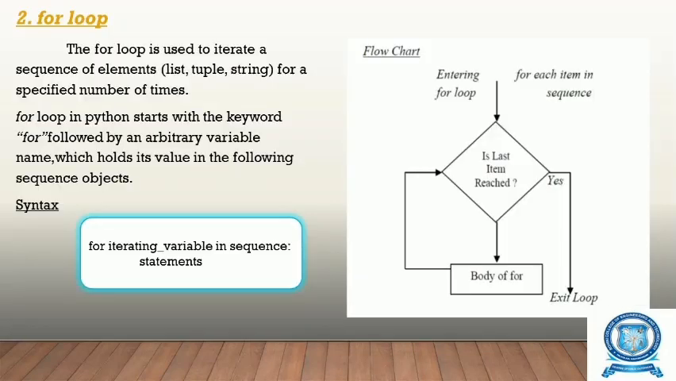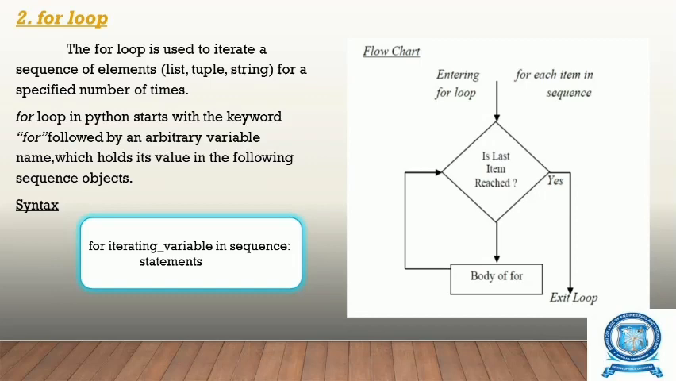Let us see about the for loop now. The for loop is used to iterate over a sequence of elements, that is, a list, a tuple, or a string, for a specified number of times. A for loop in Python starts with the keyword for, followed by an arbitrary variable name, which holds its value from the following sequence object. The syntax is: for iterating variable in sequence, followed by the statements.